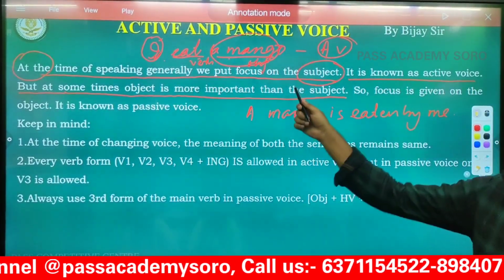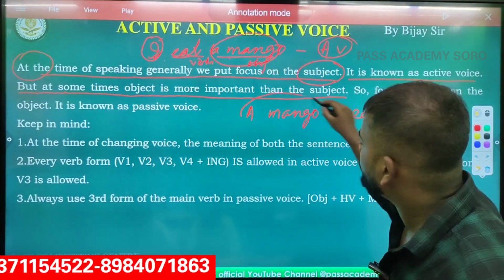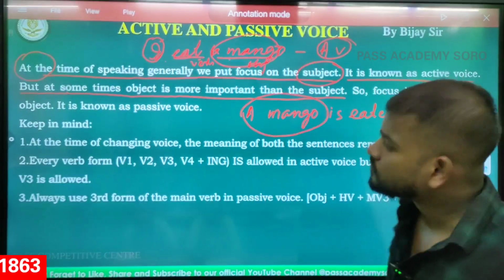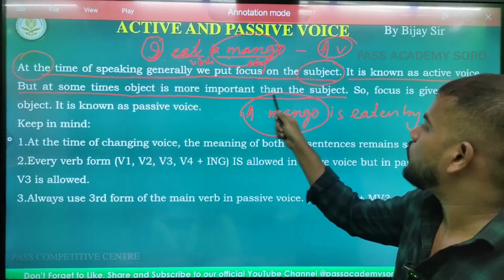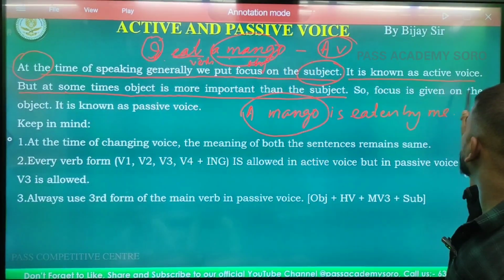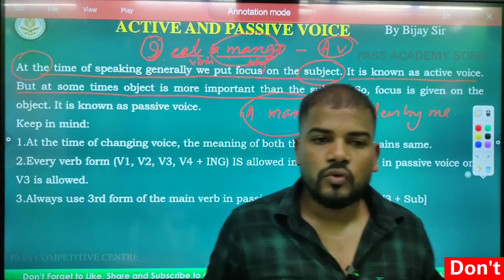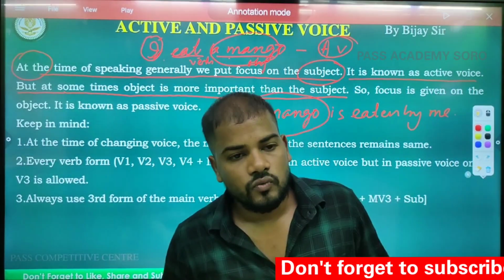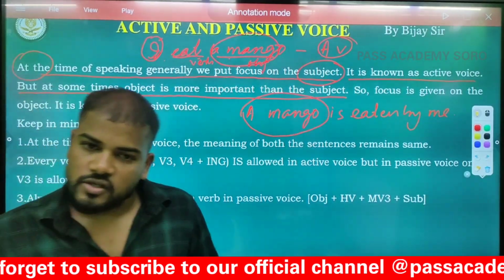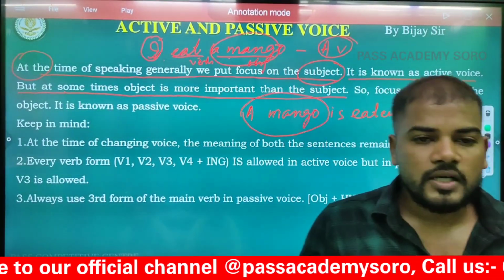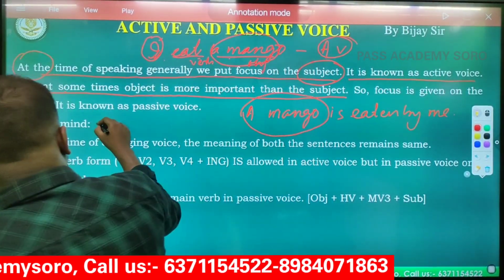I hope you understood what active voice is. Here, look at the sentence: I put more emphasis on the object, that is a mango. So according to the definition, sometimes the object is more important than the subject, so focus is given on the object. It is known as passive voice. So in a very simple way, when a subject performs an action, that is active voice, and when a subject receives an action, that is passive voice. Okay, that's it.